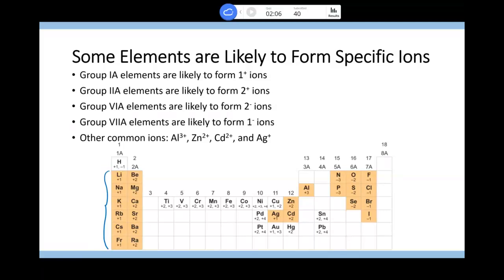We can say +3 for aluminum, +2 for zinc and cadmium, and +1 for silver. All of the other atoms have variable charges, so we cannot assume a specific charge. For example, copper could have a +1 charge or a +2 charge. So in formulas, we either have to communicate what the charge is or it's implied by what else is in the formula. We'll see examples of that.